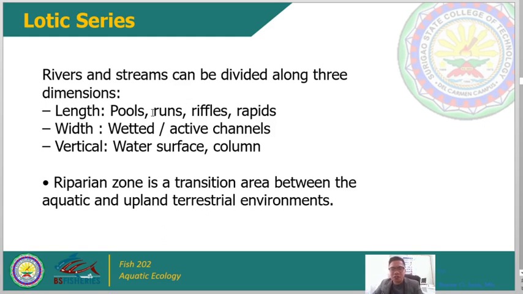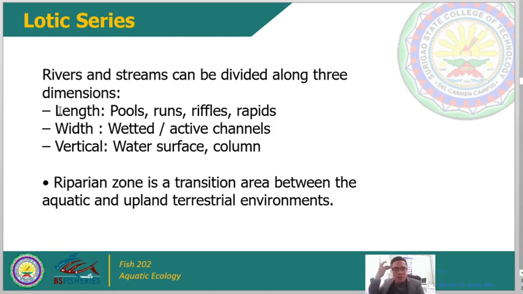The runs are the flowing parts. Riffles basically have a faster rate of current. The rapids are basically where water rafting activities are done, the areas with very strong currents. So that is according to the length classification of rivers and streams.